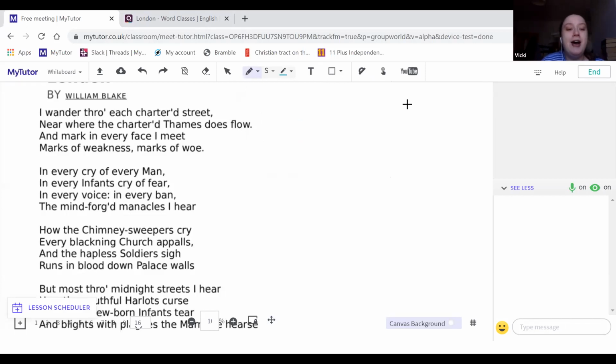So, I wander through each chartered street. Can anyone tell me what chartered means? So it's repeated. So we've got it here, and we've got it here. So there's quite a few little pieces of repetition going on. So anyone know what chartered means? Keep forgetting I haven't got my mouse plugged in.